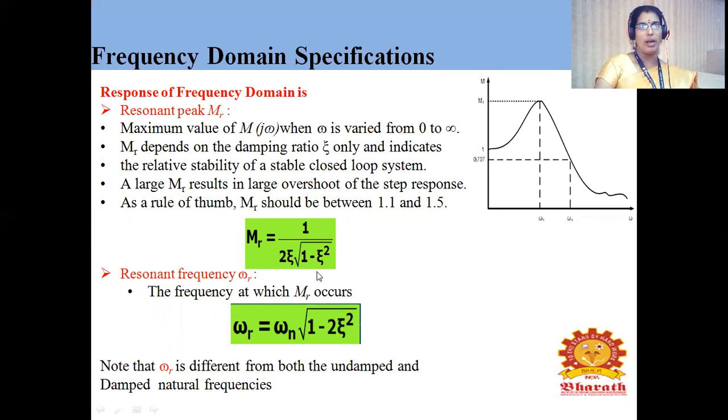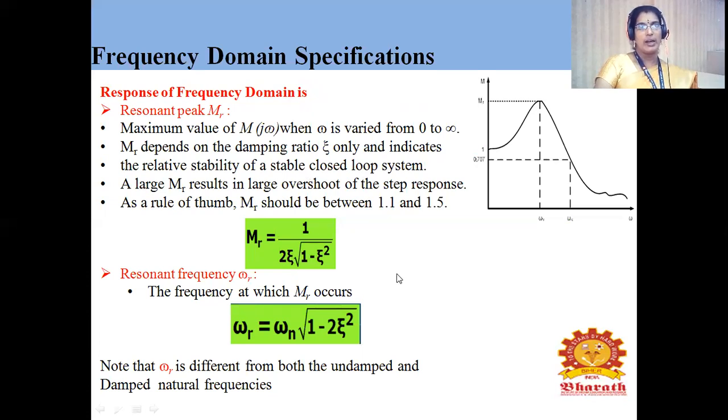If you are seeing the formula, the MR is depending upon the damping ratio zeta only. Depending upon the value of zeta, the MR is going to vary. That's what they have given in the second point. MR depends on the damping ratio zeta only and indicates the relative stability of the stable closed loop system.